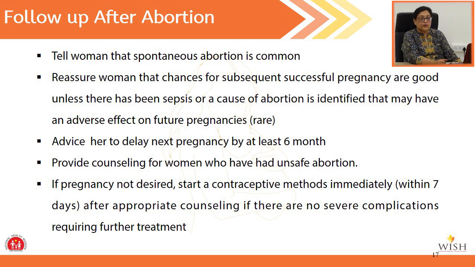What is the follow-up that you need to do after abortion? Tell the woman that spontaneous abortion is common. Reassure her that chances for subsequent successful pregnancy are good unless there has been sepsis or a cause of abortion is identified that may have an adverse effect on future pregnancy. That is very rare. Advise her to delay her next pregnancy by at least 6 months. Provide counseling for women who've had an unsafe or an illegal abortion. If pregnancy is not desired, start a contraceptive method immediately after appropriate counseling if there is no severe complication requiring further treatment.